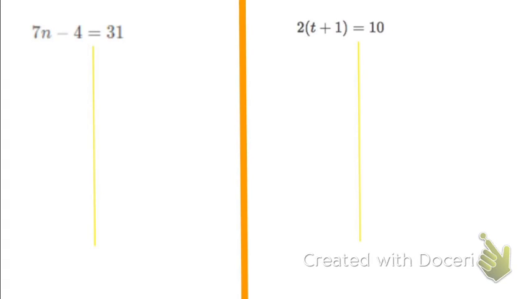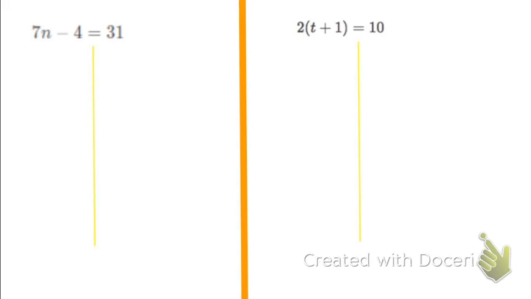All right, in this video, I'm going to go over two equations that have multiplication going on. On both of them, you'll notice there's a yellow line going straight down from the equal sign, and that's to signify the two sides of the equation. Remember, what you do on one side of the equation, you have to do on the other side.